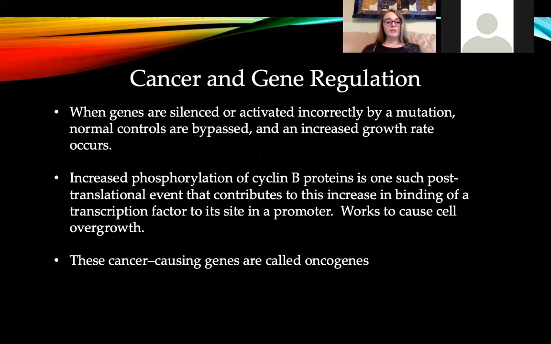Increased phosphorylation of cyclin B proteins is one such post-translational event that contributes to this increase in binding of a transcription factor to its site in the promoter, and it works to cause cell overgrowth. These cancer-causing genes are called oncogenes, which is another topic that we have discussed in earlier chapters in class.